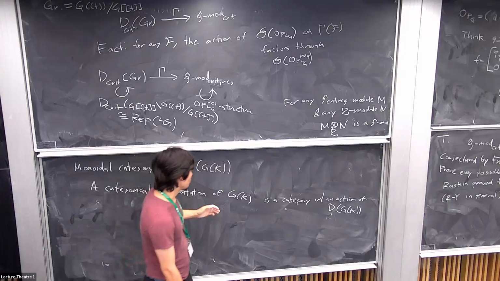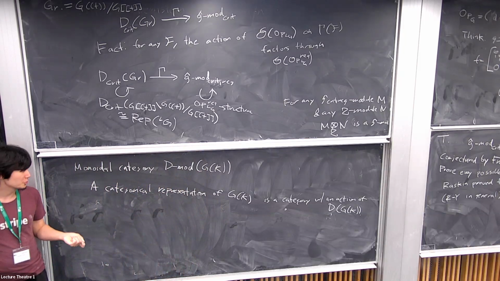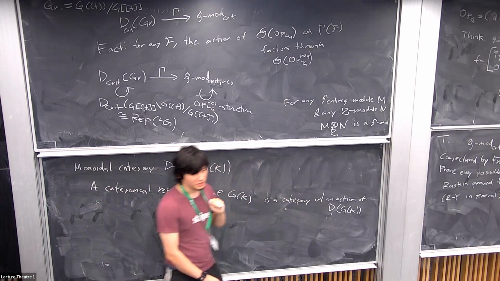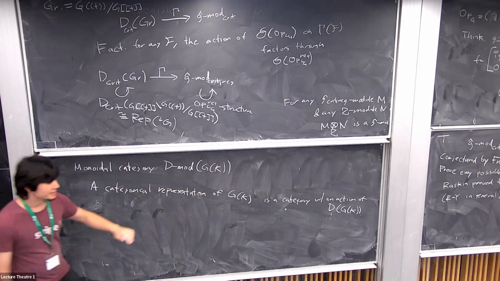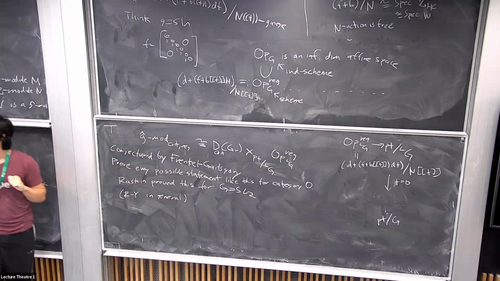A representation of a group is a vector space with an action of the group algebra. A categorical representation of a group is going to be a category with an action of D-modules on the group. And the point is that both of these categories are going to be categorical representations of G(K).